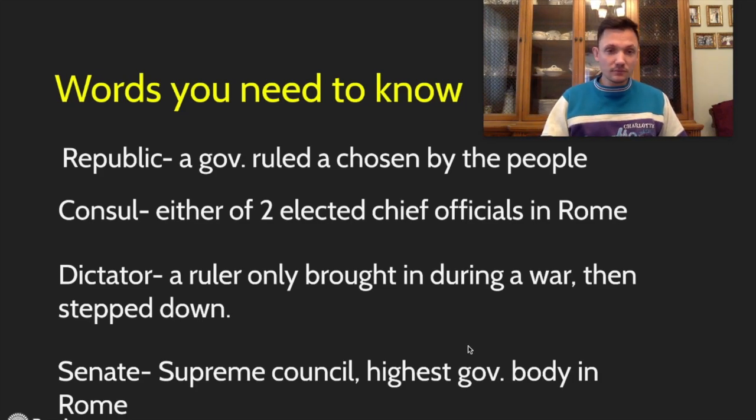The next one is a dictator, right? A dictator is a ruler that is only brought in during a time of war, and then they're supposed to step down after that war was over.